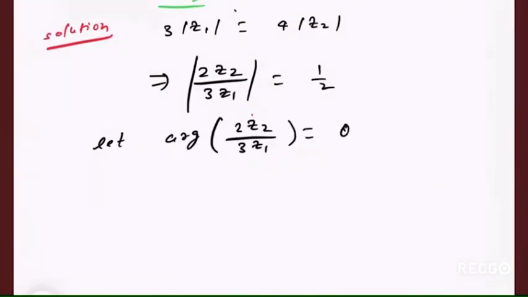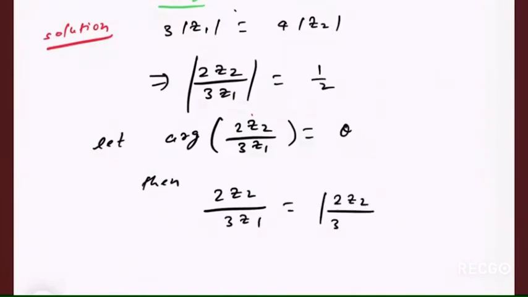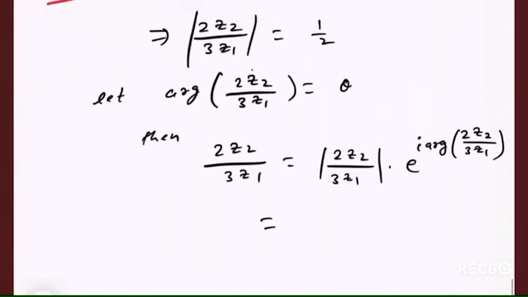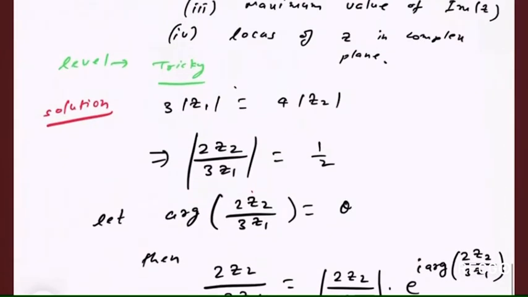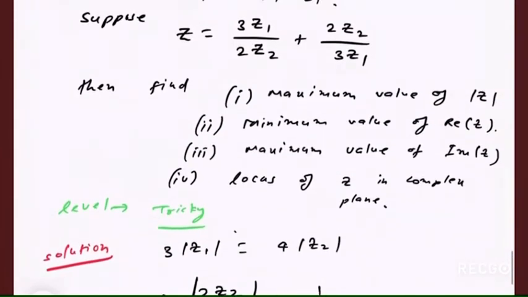Let us suppose that the argument of this new complex number 2z2 divided by 3z1 is equal to theta. Then using Euler form of the complex number 2z2 divided by 3z1, this new complex number is equal to mod of 2z2 divided by 3z1 into e to the power iota times argument of 2z2 divided by 3z1. And as we know, the modulus is 1 by 2 and the argument is theta, which we have assumed. So 1 by 2 into e to the power iota theta. Then look at z. z is the first term, and next is the reciprocal of the first term, right?